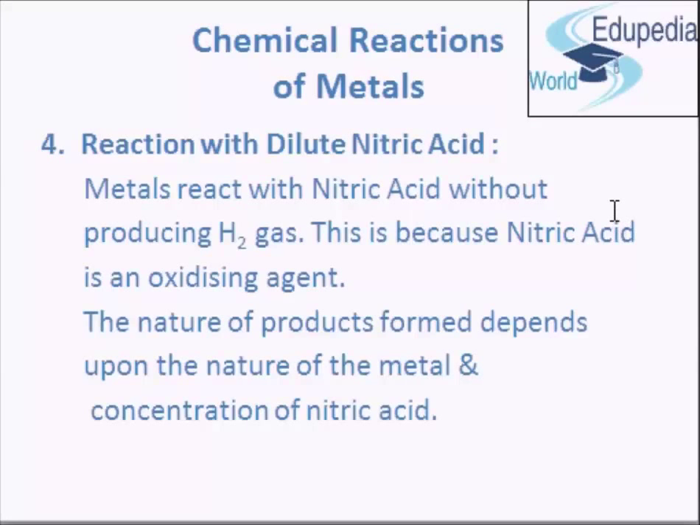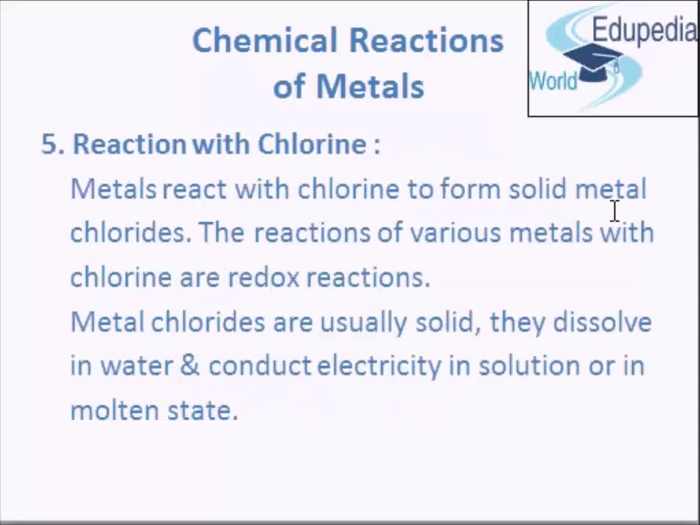Now the next reaction is reaction with chlorine. Metals react with chlorine to form solid metal chlorides. The reactions of various metals with chlorine are redox reactions. Metal chlorides are usually solid. They dissolve in water and conduct electricity in solution or in molten state. So now let's see some chemical reactions of metals with chlorine.